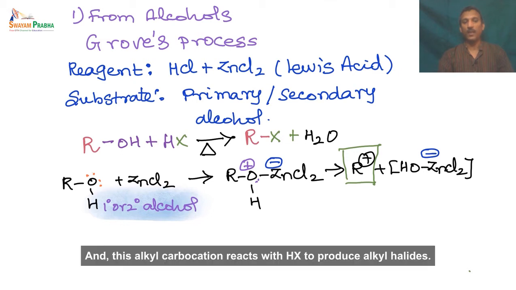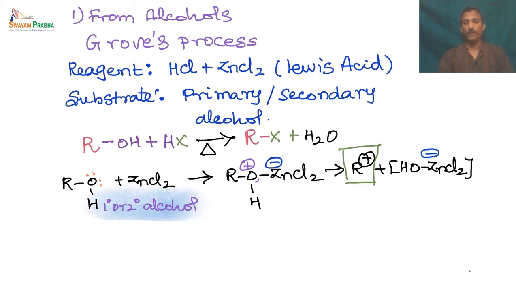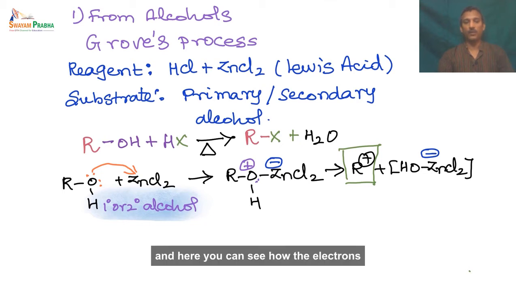And this alkyl carbocation reacts with HX to produce the alkyl halides. So this is H plus and X minus. The halogen is having a negative charge. So this X minus and R plus join together to give the RX compound. And here you can see how the electrons are shifted from the oxygen's lone pair to the zinc atom.